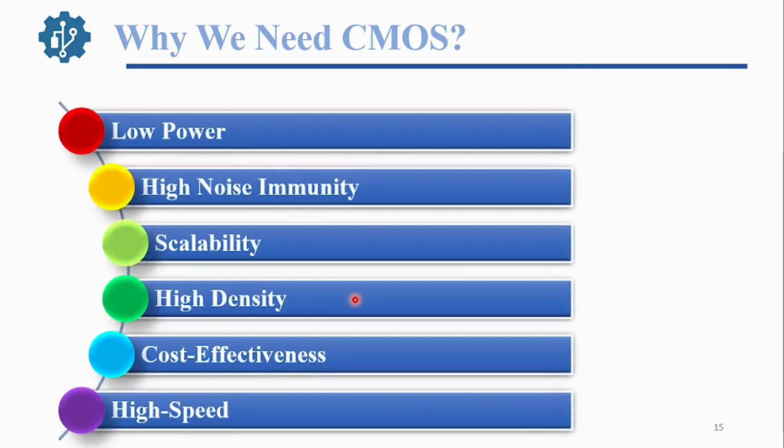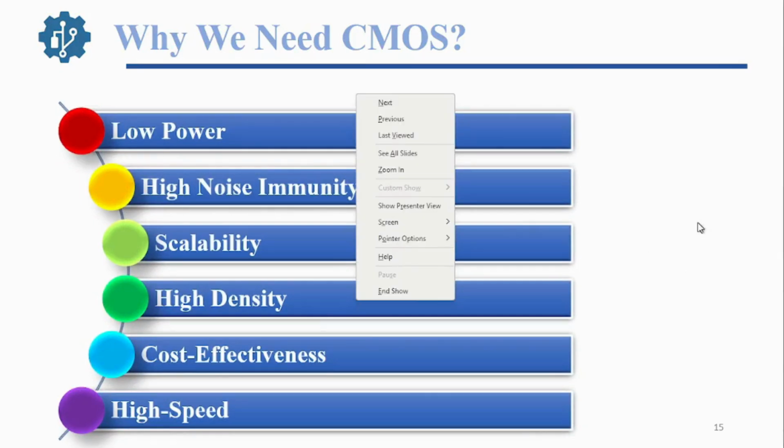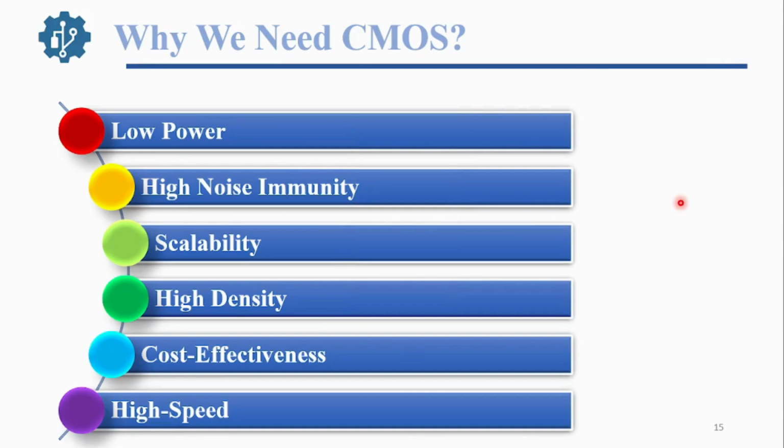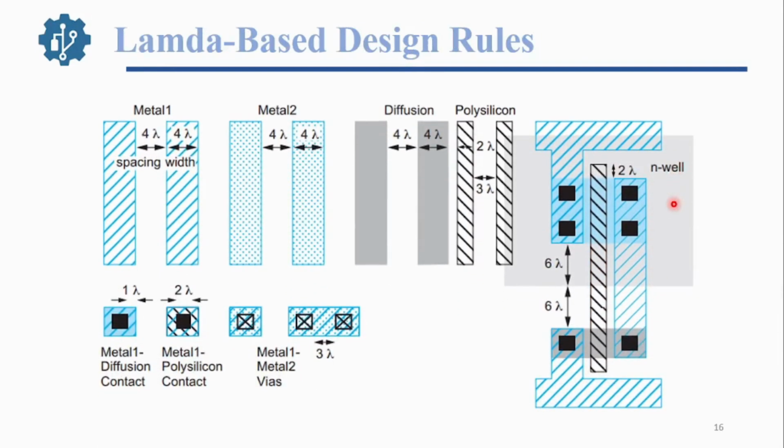Now these are the basic needs of the CMOS circuit: why we use it, where we use it, and what is the importance of the CMOS circuit. Basically, it depends on the low power and the high noise immunity available in this technology, and scalability is also a very important part of this circuit, along with high density, cost effectiveness and high speed as compared to other logic gates. And this is basically lambda based design rules.